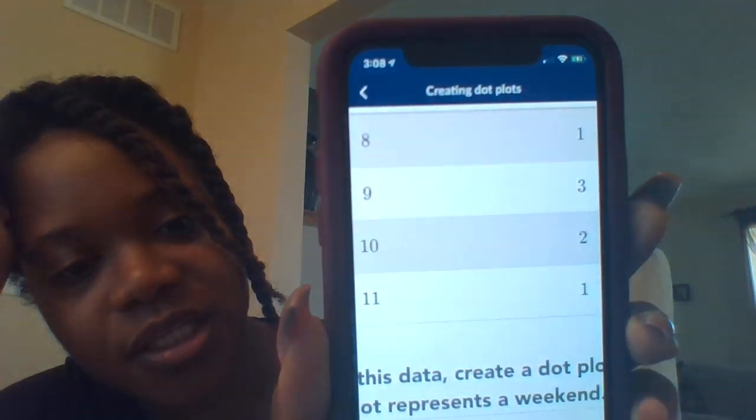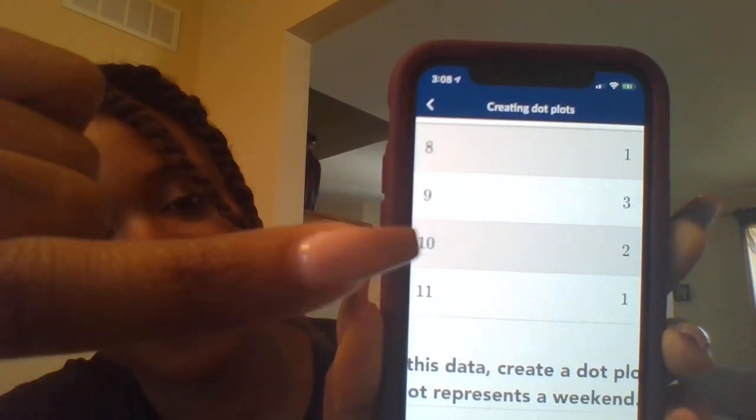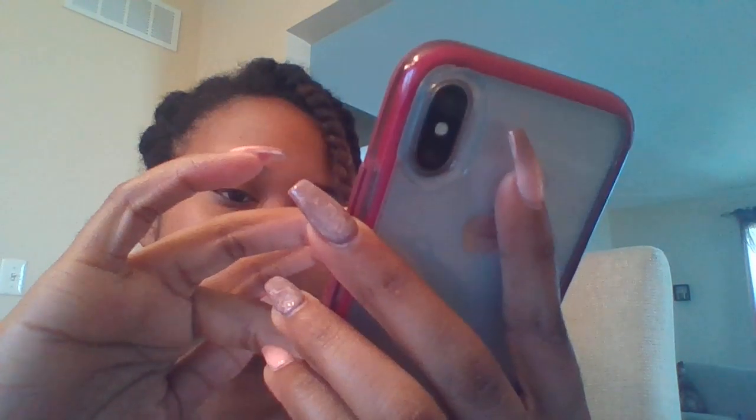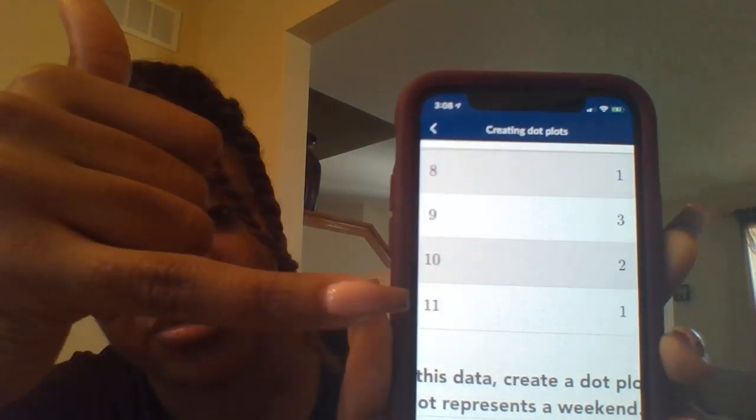It said that there were 2 weekends where she worked 10 hours, so we're going to place 2 dots above the 10. And then it said that there was 1 weekend where she worked 11 hours, so we're going to place 1 dot above the 11.